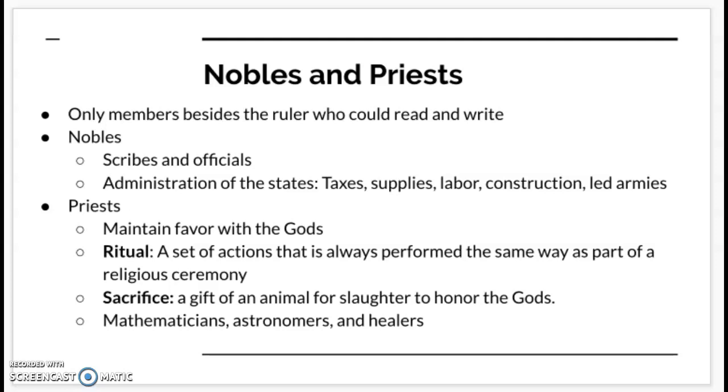So, for example, a gift of an animal for slaughter to honor the gods because they thought by sacrificing an animal it would keep the gods happy. Priests were also considered mathematicians, astronomers, and healers, so kind of like the doctors of the time. So they had quite a few different skills.